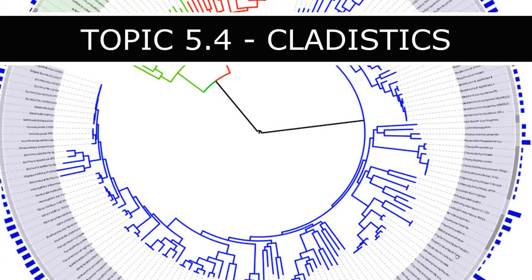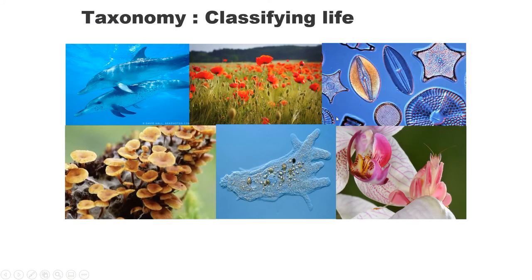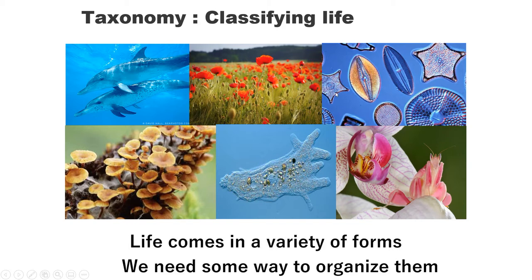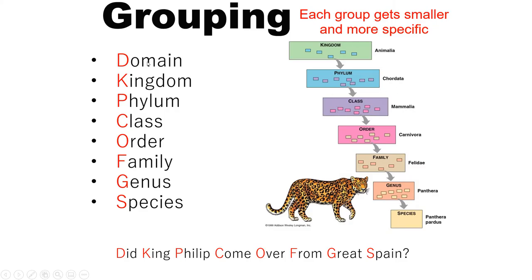All right, so this week we're moving on to topic 5.4, which is cladistics. In topic 5.3, we started talking about taxonomy and how there are all sorts of different kinds of life and that we needed some way to classify them. Remember that we have different taxa, these are different levels of organization that run from the very broad of domain all the way down to the specific of species.